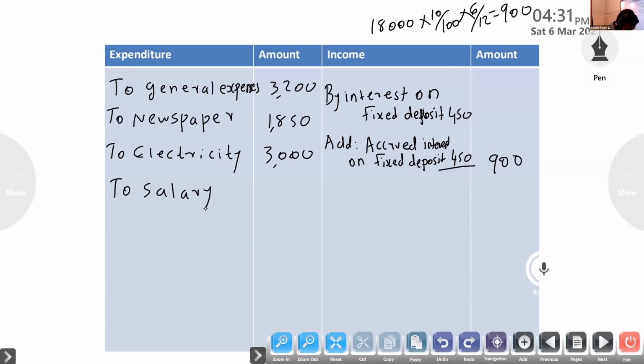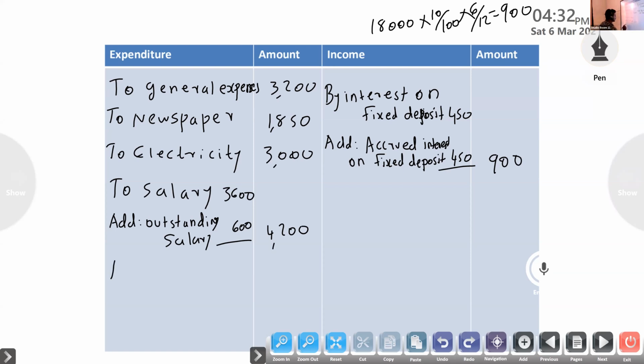Salary. So here one adjustment is there. Outstanding salary. First, you have to know the adjustment. So here adjustment is subscription, salary, then rent. Then opening only, that's no problem. Salary 3,600 and add outstanding salary. It is given in the adjustment, outstanding salary 600. So 4,200.